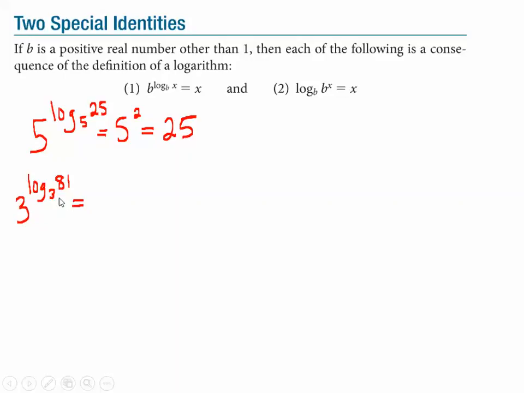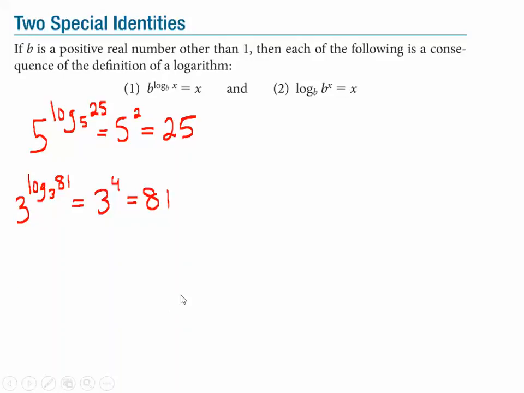So what exponent do you put on 3 to give you 81? 4. Good. Okay. 4. Right? Because 3 times 3 is 9, times another 3 makes 27, times another 3 makes 81. So now it's 3 to the 4th. But what's 3 to the 4th? 81.